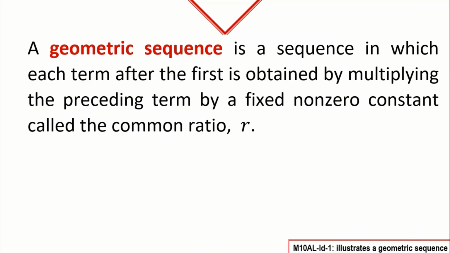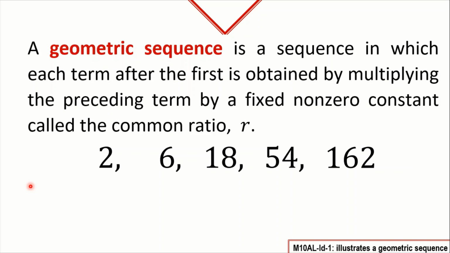A geometric sequence is a sequence in which each term after the first is obtained by multiplying the preceding term by a fixed non-zero constant called the common ratio, represented by R. So let us examine this example para mas maintindihan kung ano nga ba ang geometric sequence.